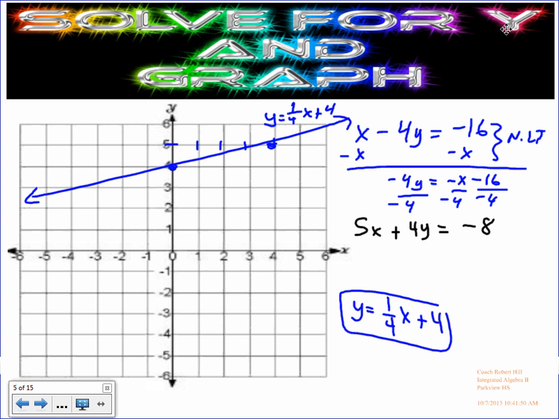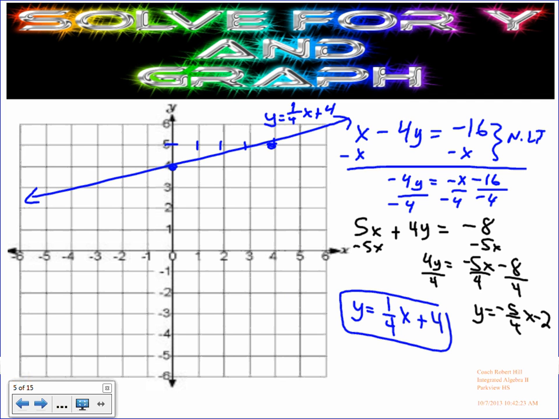All right, now, the second one that I do is not quite so difficult because I don't have to keep up with signs as much. When I subtract 5x from both sides, I got 4y equals negative 5x minus 8. Again, being aware to write them in slope-intercept form. Divide by 4, divide by 4, divide by 4, and y equals negative 5/4 x minus 2.